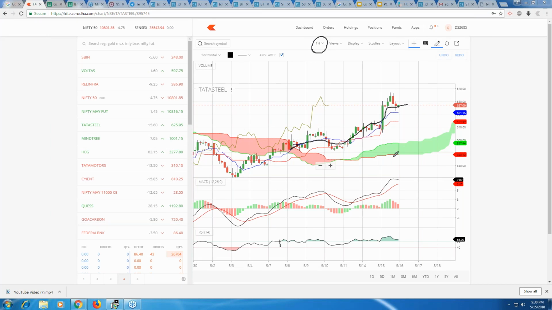Just do it in 4, 5, 6 stocks only. You don't need to experiment with each and every stock. Just take good volatile stocks. I can give you some names. One of them is Voltas, the other is Tata Steel.